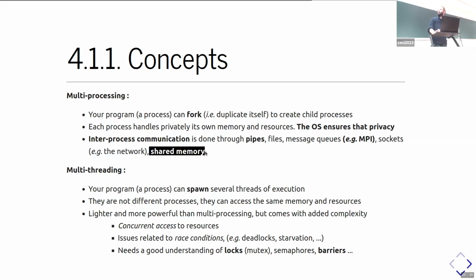Shared memory is one thing we're going to talk about here. Multi-threading is a different approach. Your program is one process, it can have different threads of execution. And because it's not a different process, it can access the same parts of the memory. But this can lead to some issues. Everything related to concurrent access.